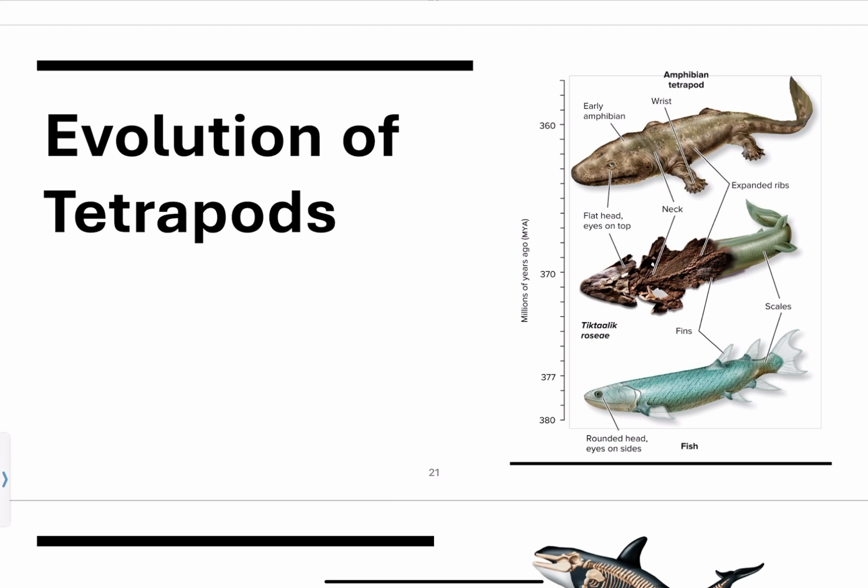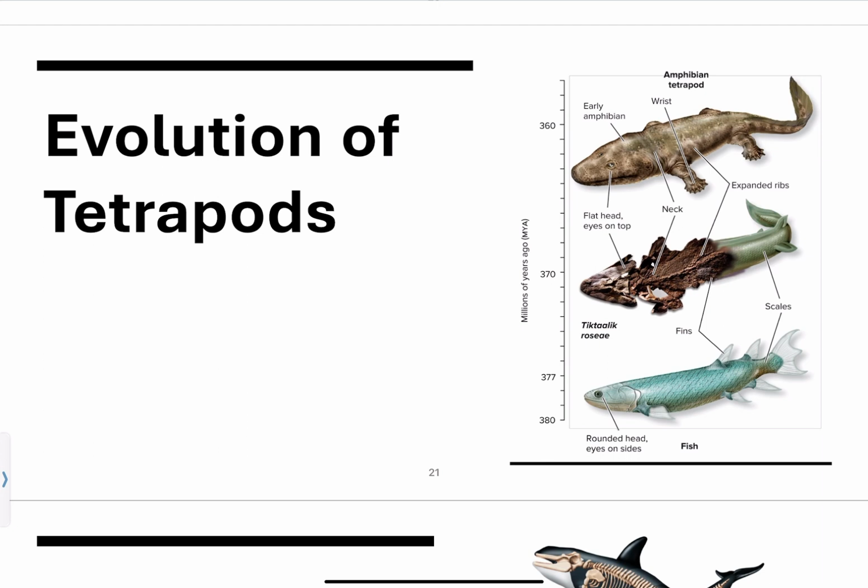So, around 375 million years ago, some lobe-finned fishes began to develop adaptations for life on land. And these fish, like the extinct Tiktaalik, had strong bony fins that could support their body weight in shallow water or mud flats. The Tiktaalik is a famous transitional fossil because it had features of both fish and early amphibians. So it had gills, scales, and fins, but it also had a flat head with eyes on top, a neck, and limb-like bones in the fins.